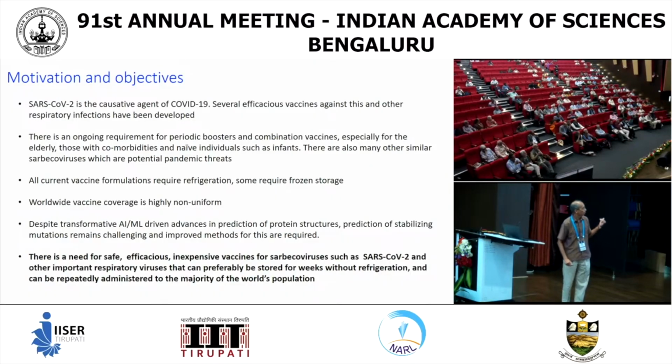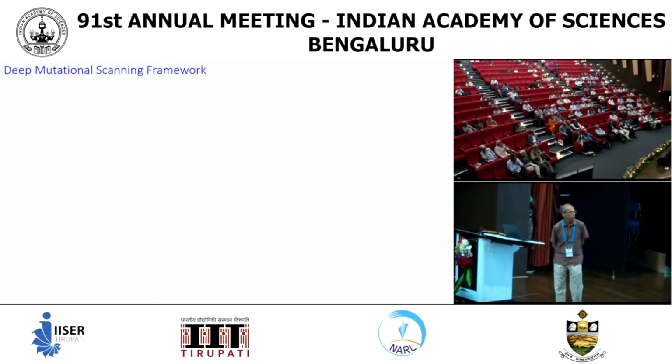So, despite all the transformative advances in AI and machine learning, some of which you'll hear about in the next talk, and the ability to predict protein structures, the prediction of stabilizing mutations remains difficult, simply because there's not quite enough data on this, and it's a problem to be solved. And so there is a need for safe and inexpensive vaccines, both for SARS-CoV-2 as well as other sarbecoviruses and other respiratory viruses that can be administered to most of the world's population.